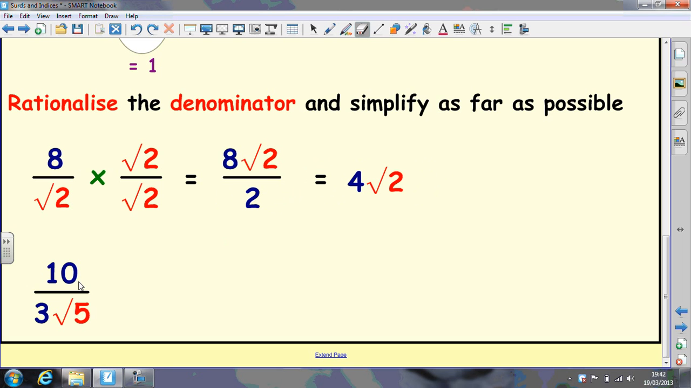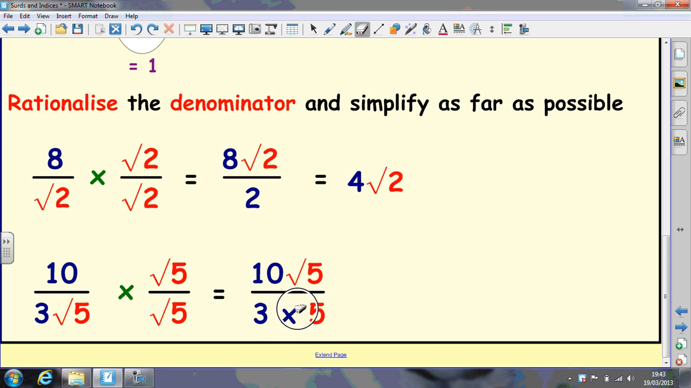In the last example here, we have a root 5 in the bottom, so same idea, multiply the bottom by root 5 and the top by root 5. So the top is going to become 10 root 5, and the bottom, this time we've got 3 lots of root 5 times root 5, so do the root 5 times the root 5 first, and then times it by 3. So root 5 times root 5 is root 25, which is just 5. So this comes to 5, and then you times it by 3. So 3 times 5, that gives you 15.